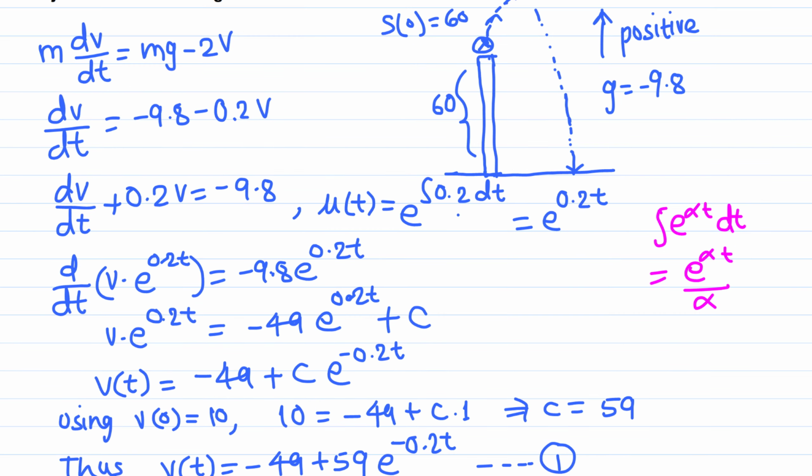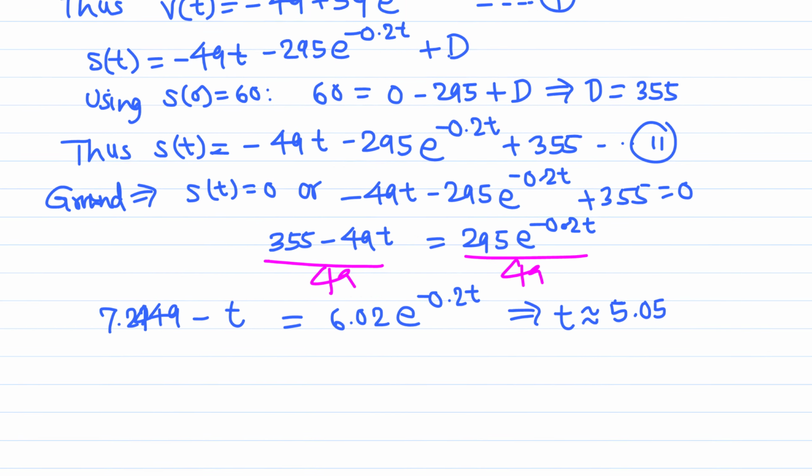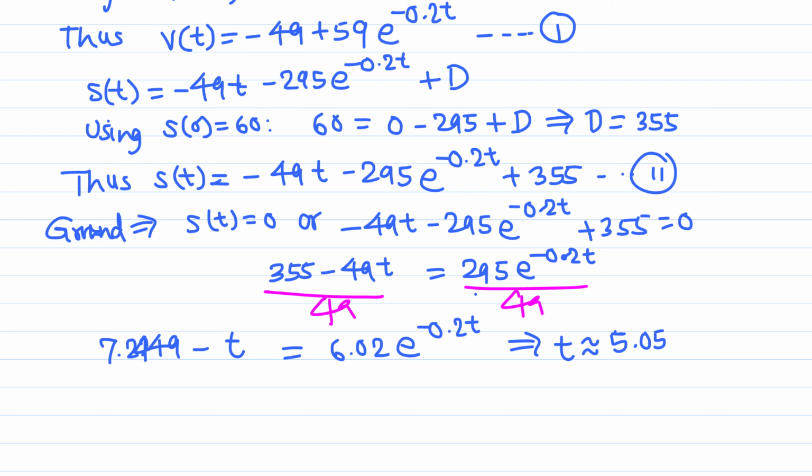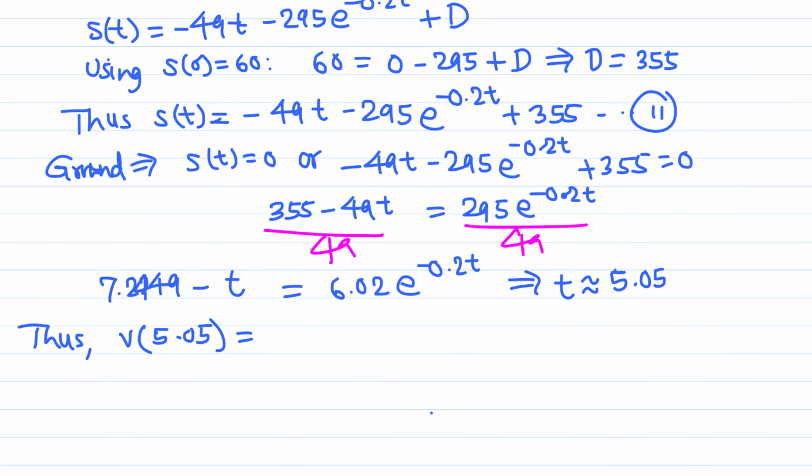But what is the velocity when it hits the ground? The velocity is given from equation 1. Now we replace t by 5.05. So finally, the velocity at the ground means velocity after 5.05 seconds. Simply plug in here in equation 1: negative 49 plus 59 times e raised to negative 0.2 times 5.05, and it comes out to be around negative 27.5, sorry. And negative makes sense because we said going up is positive, so that's meters per second. Okay, final.